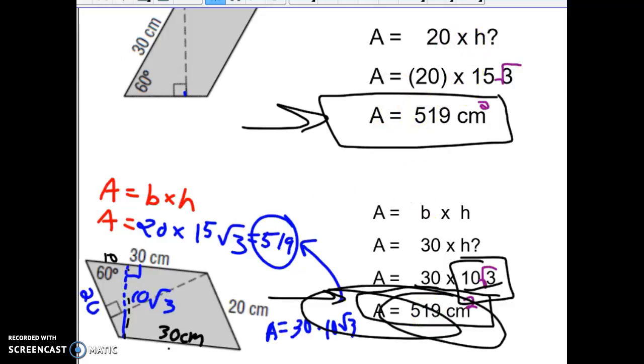So, no matter how you rotate the shape of a parallelogram, it will always give you the same area because it's the same shape, just rotated. And that is area of a parallelogram.